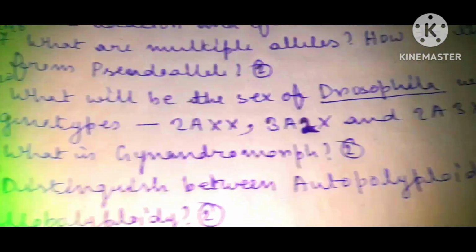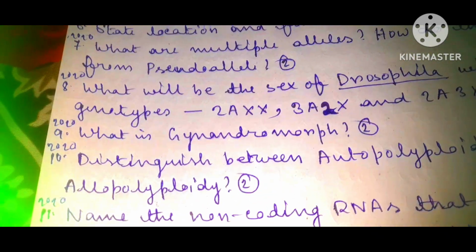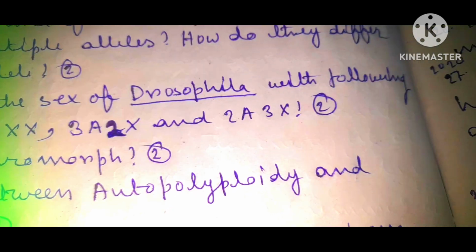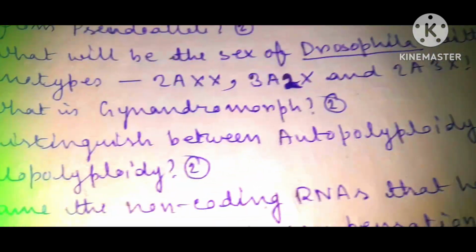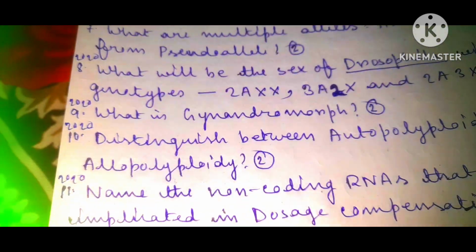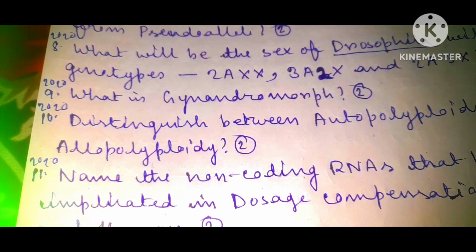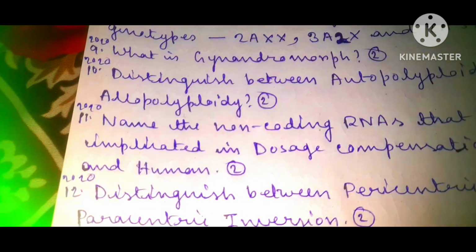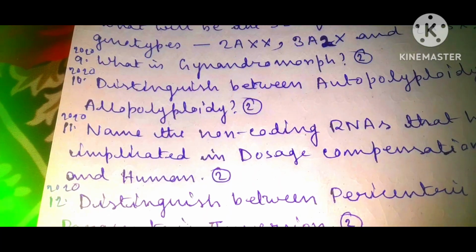What will be the sex of Drosophila with the following genotypes: 2A XX, 3A 2X and 2A 3X, carrying 2 marks. What is gynandromorph, carrying 2 marks? Distinguish between autopolyploidy and allopolyploidy, carrying 2 marks.